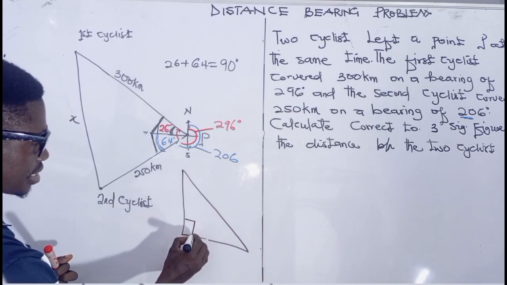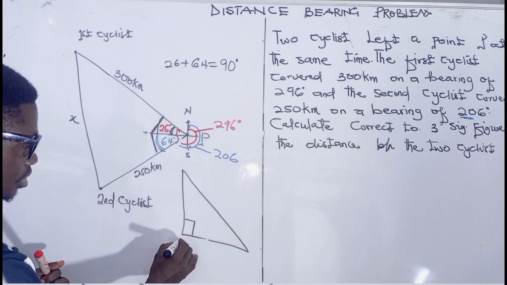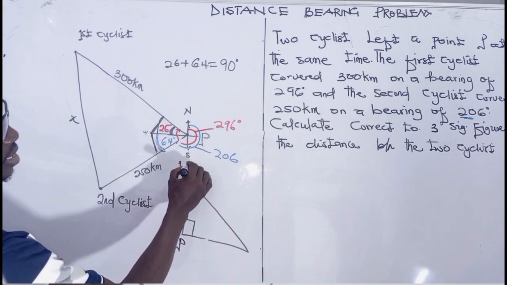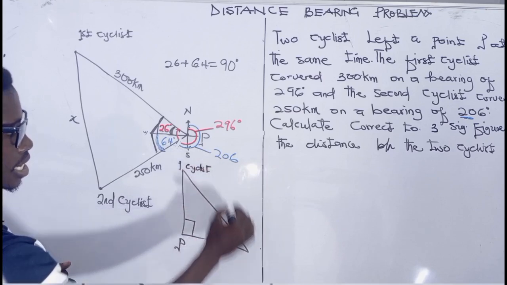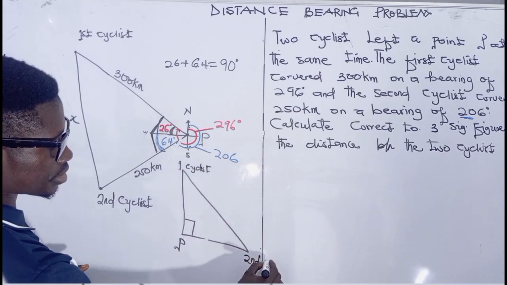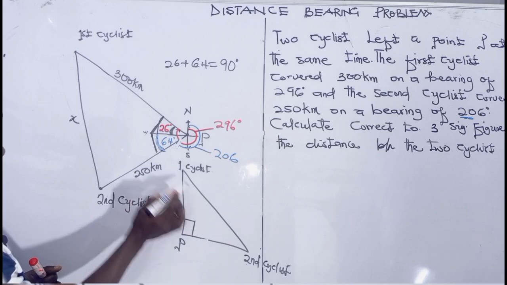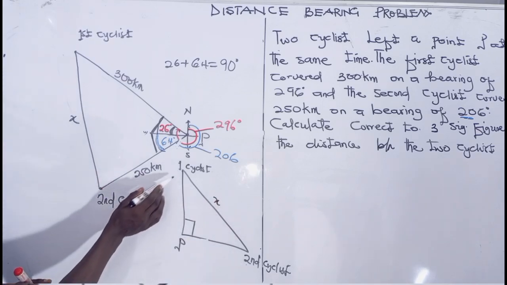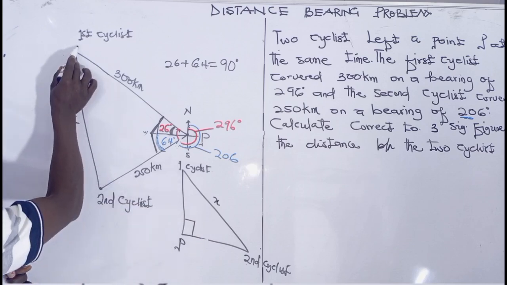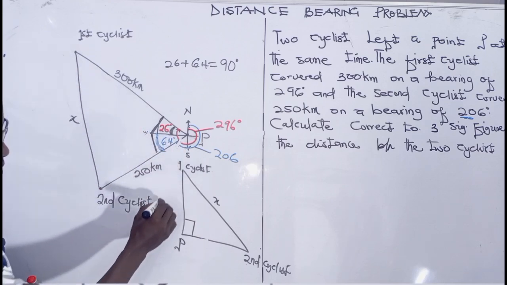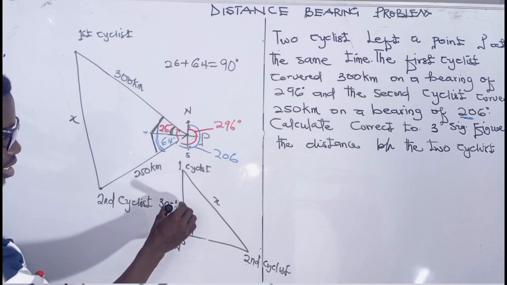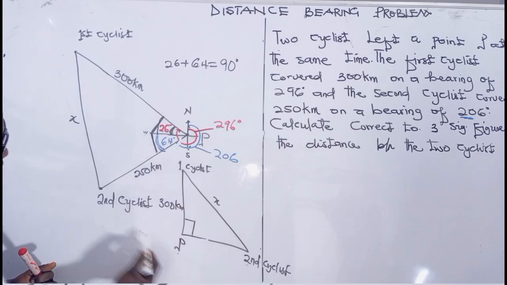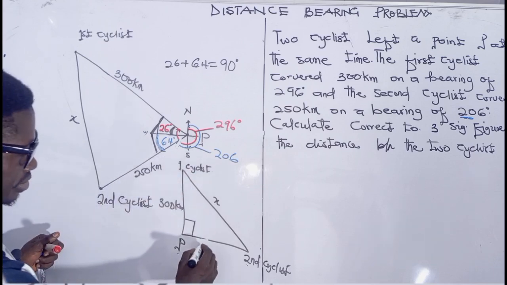The 90 degrees, which is this, is at point P. So let's identify it. And then we have the first cyclist, and this is the second cyclist. Now the distance from the first cyclist to the second cyclist is x. And then the distance from the first cyclist to P is 300 kilometers. And then the distance from the second cyclist to P is 250 kilometers.